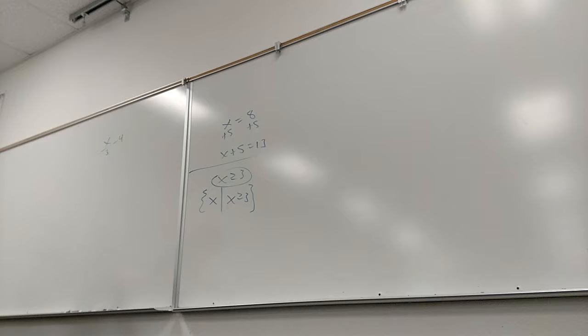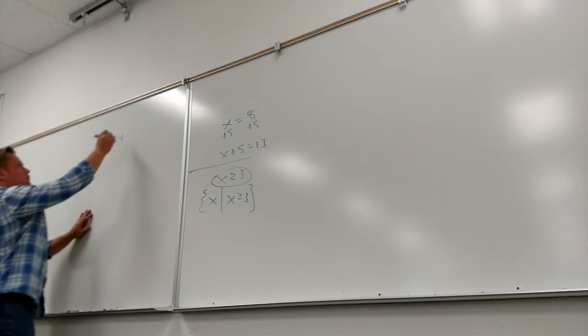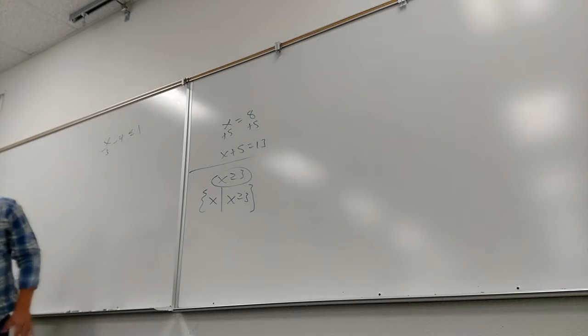Where'd it go? I totally forgot which one it was. 85? x over 3 minus 4 equals 1.